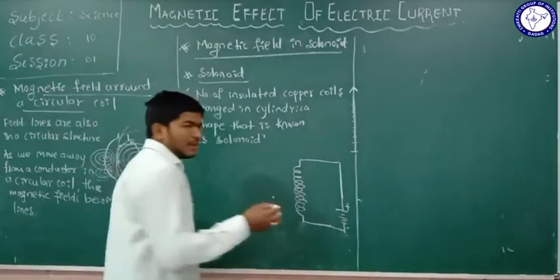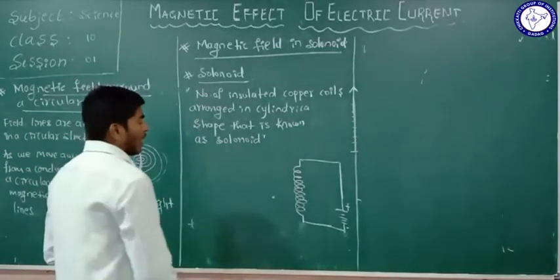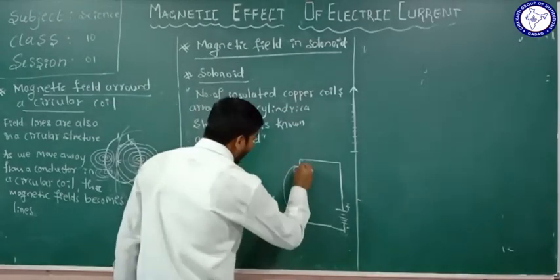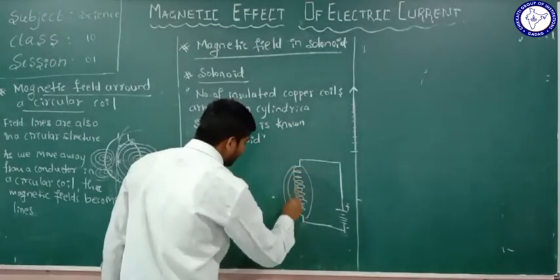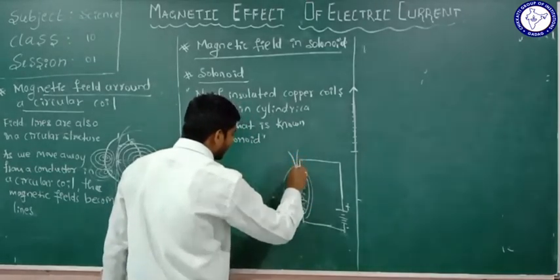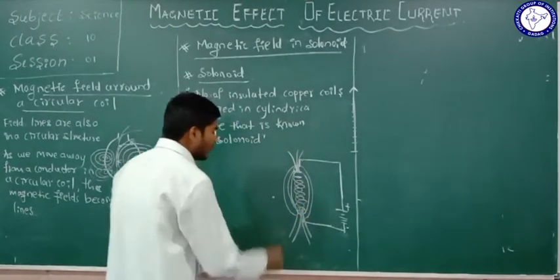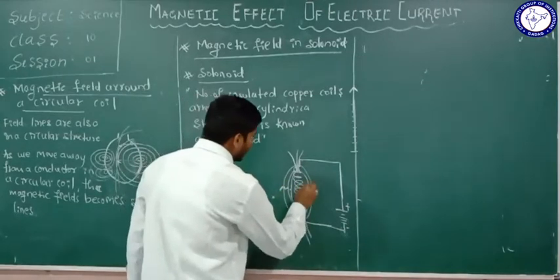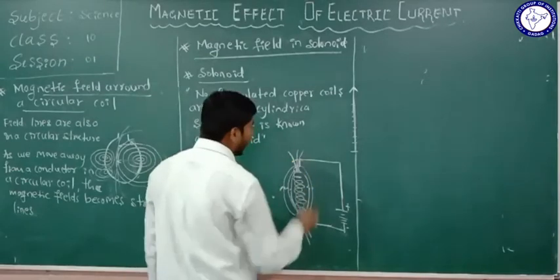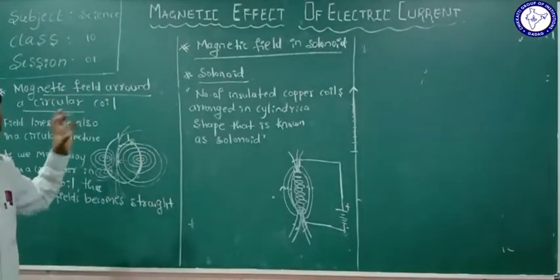Due to the coiling of the electric current, all the field lines are around the magnetic field. These are the field lines. These are the magnetic field lines. When you consider the field lines in the solenoid, what happens here? These are very similar to the field lines of the bar magnet.